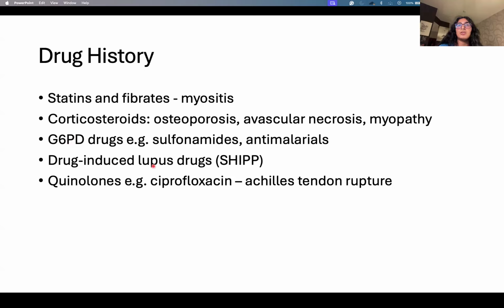Drug-induced lupus. You've got your systemic lupus as well as drug-induced, and the acronym for that is SHIP, some of the drugs that can cause drug-induced lupus. Quinolones, for example ciprofloxacin. This is a really good SBA one that I've seen on PassMed as well. It could come up if you see someone who's just been started on Cipro and they have pain in the back of their ankle or foot, could be Achilles tendon rupture, but it can also just cause myopathy in general. So these are some of the drugs to be aware of.